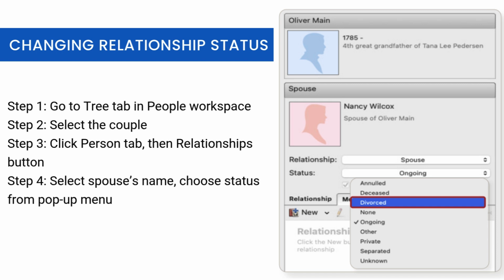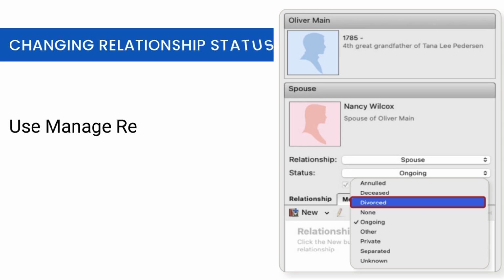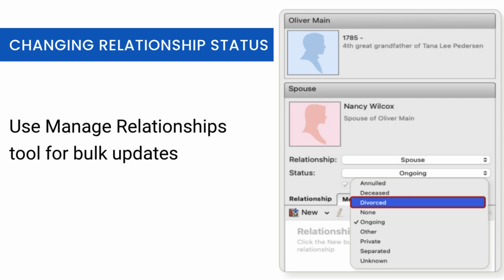In this panel, you'll see the spouse's name listed. Click on their name, and in the Editing panel, you'll find a status pop-up menu. This menu lists all available statuses, such as ongoing, divorced, or annulled. Simply select the appropriate status, and the change is saved instantly. This process is straightforward but ensures your family tree reflects accurate relationship details. If you have multiple couples to update, you can use the Manage Relationships tool to change statuses in bulk. Check the Family Tree Maker support site for more details on that feature.